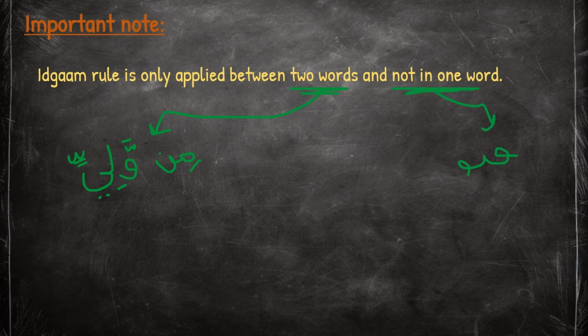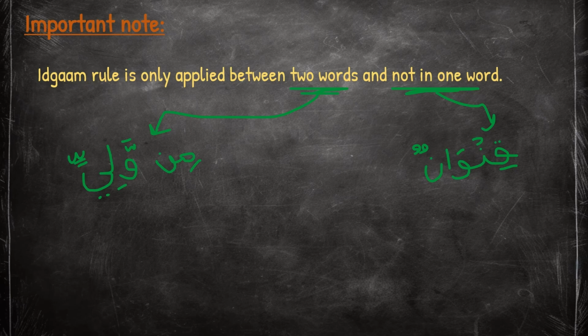If they existed in a word like this one here, qinwan, here you can find the noon sakina followed by a waw as well, but this time they are in just one word. So what will we do in this example? How do we pronounce it? We pronounce it as a clear noon. We'll do the izhar rule for it. We'll make it a clear noon. We'll pronounce it qinwan with no merging, no idgham. So this is an important note.